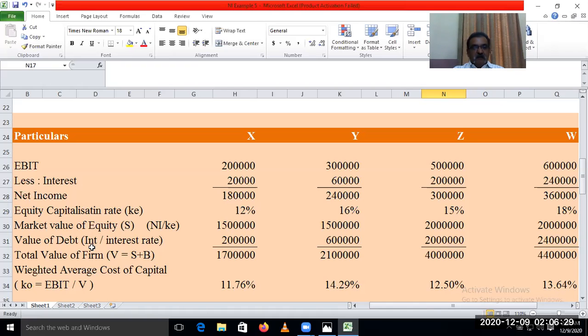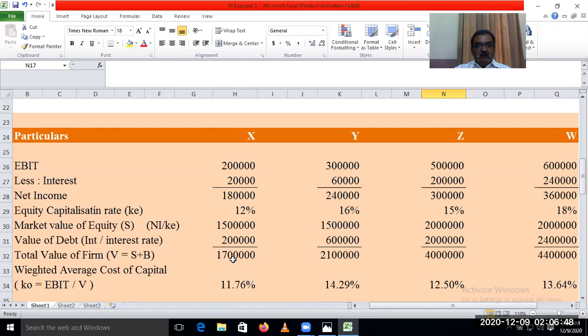That is the interest amount divided by interest rate. X 2 lakhs, Y 6 lakhs, Z 20 lakhs, and W 24 lakhs. That is the amount of interest 2 lakhs 40,000 divided by 10%, that is equal to 24 lakhs.